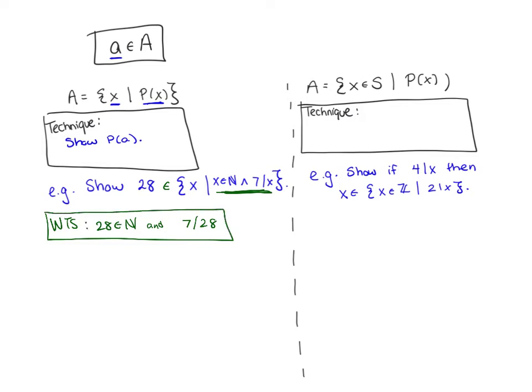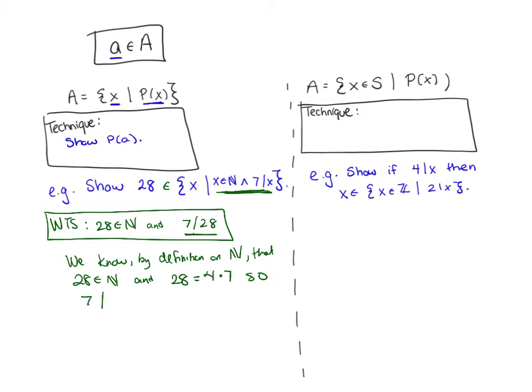So I can say we know by definition of the natural numbers that 28 is in N. And to show that 7 divides 28, I need to show that 28 can be written as something times 7. So 28 is 4 times 7. So 7 divides 28. Thus, 28 is in the set. So I'm just explaining exactly why it satisfies the conditions of that set.